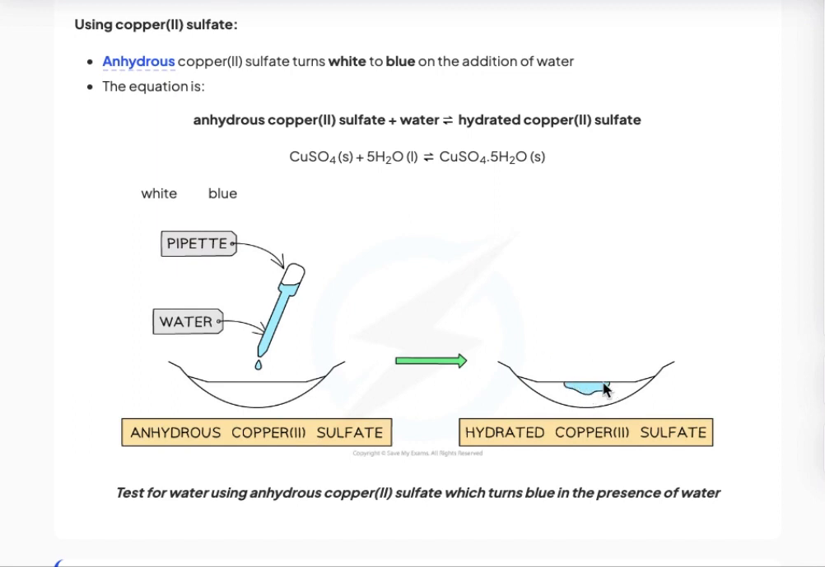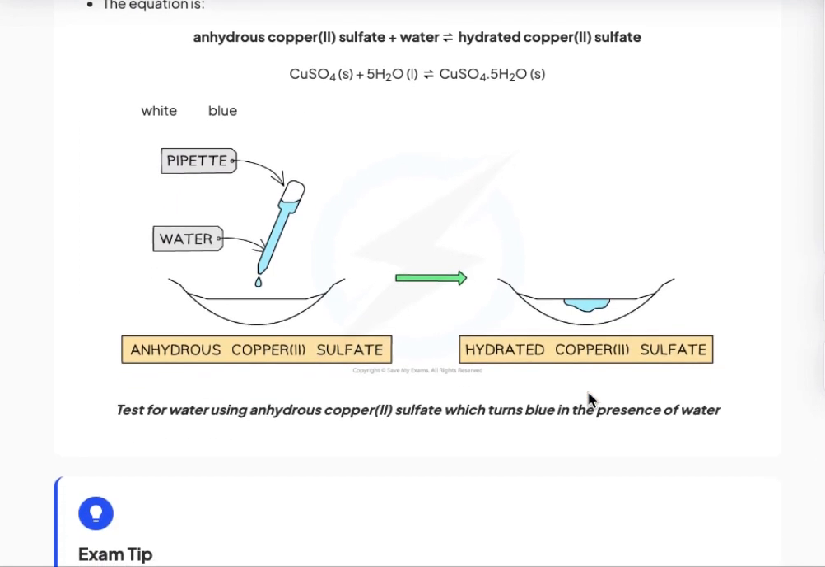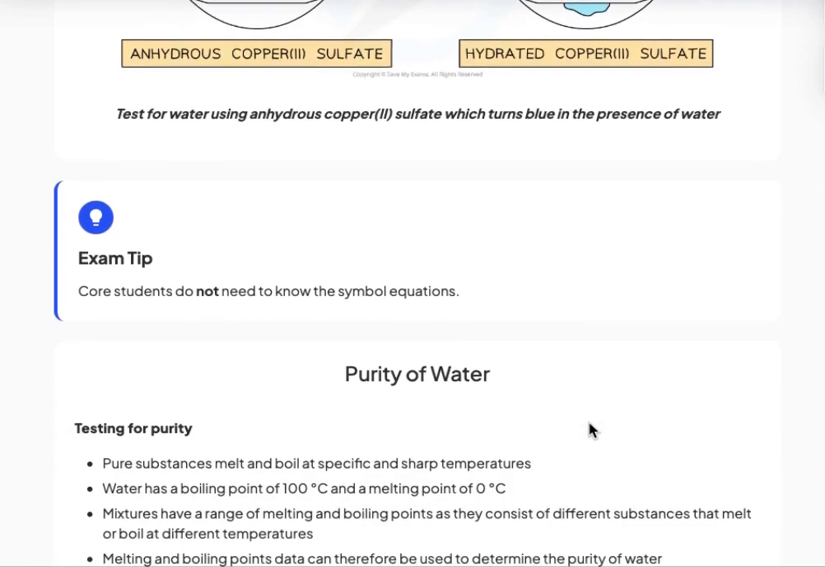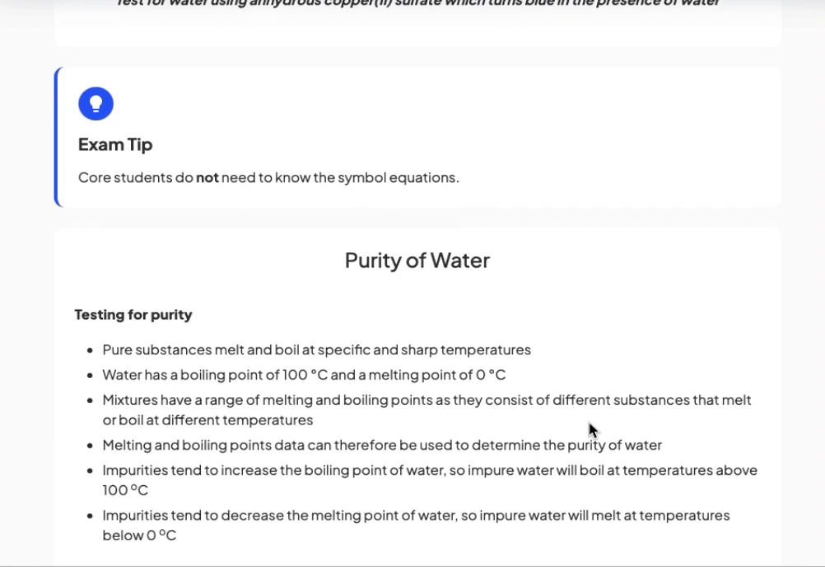The anhydrous copper 2 sulfate becomes hydrated copper 2 sulfate, showing the presence of water. So we say test for water using anhydrous copper 2 sulfate, which turns blue in the presence of water. So these are the two methods we can easily use to test for water.